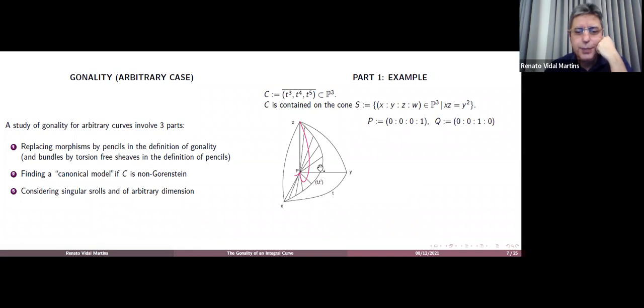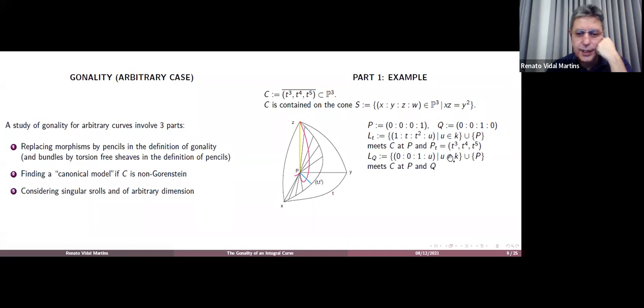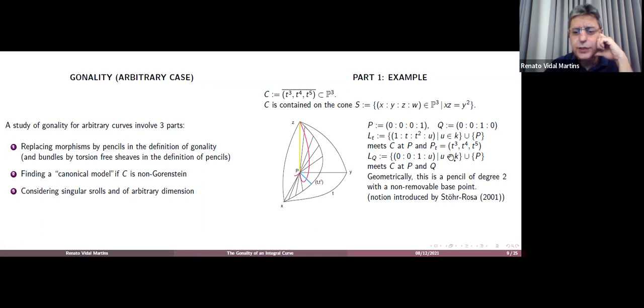Let's take some points here, P and Q. And note that the blue line meets C at 2 points, P and P. And there's a special line here, L_Q, which meets C at 2 points, P and Q. And geometrically, this is a pencil of degree 2 with a non-removable base point, a notion introduced by Stöhr and Rosa. And why is it? This point is a non-removable base point of the g^1_2, because if you remove this point, we're going to have a g^1_1. And if we have a g^1_1, we are going to have that C is P1, but it's not.